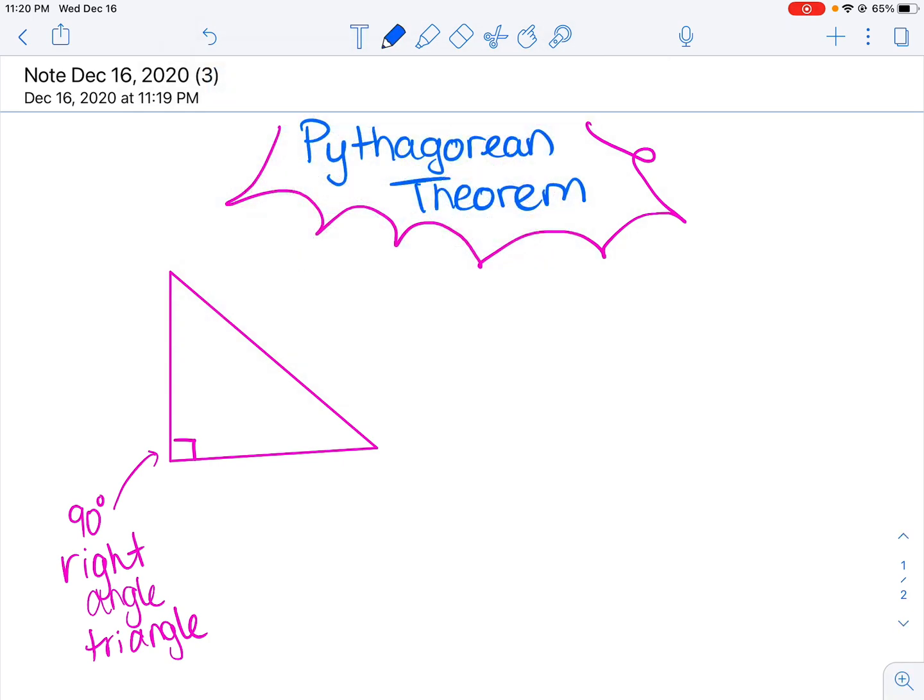So it turns out that if you know two sides of a right angle triangle, you can calculate the third side using the Pythagorean theorem. So let's just say this side is equal to 3 centimeters and this side is equal to 4 centimeters. I'm doing the classic one.